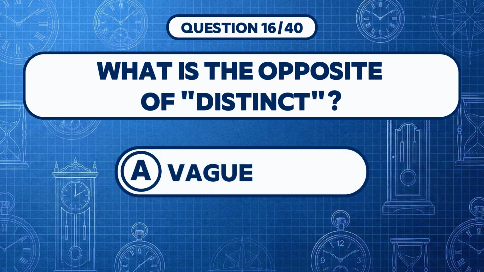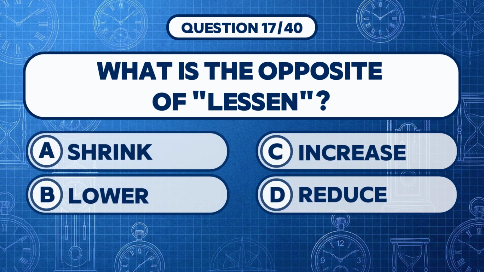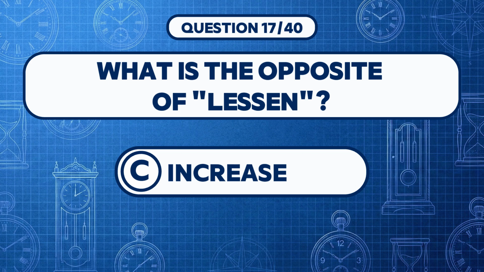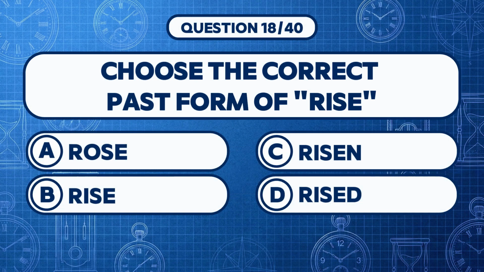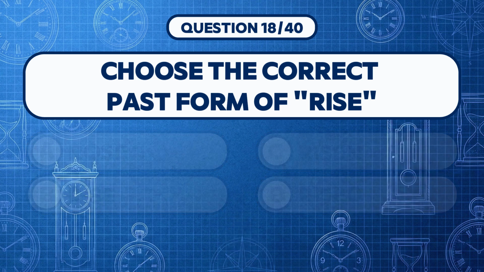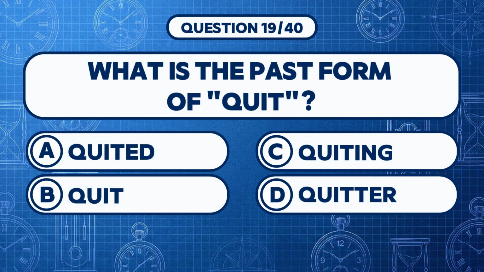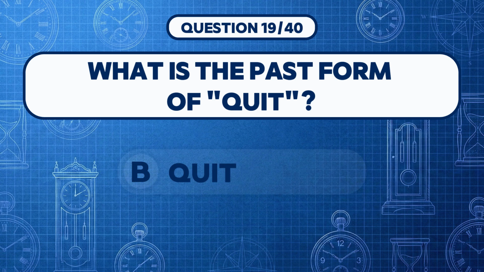Answer A, vague. What is the opposite of lesson? Answer C, increase. Choose the correct past form of rise. Answer A, rose. What is the past form of quit? Answer B, quit.